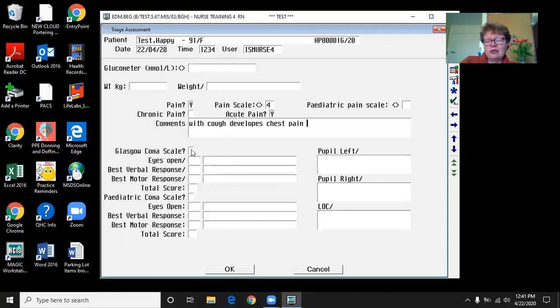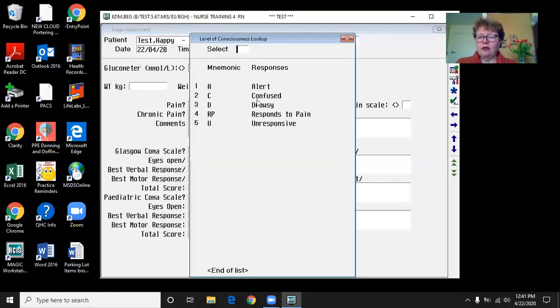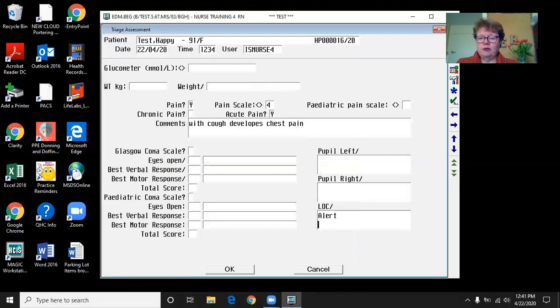The GCS, Glasgow Coma Scale, is here. If you feel you need to, you would utilize that. So definitely a head injury or trauma, altered LOC, pupils as well measured for any of those conditions, visual disturbances, etc. So LOC here is listed as: alert, confused, drowsy, response to pain or unresponsive. Our patient is alert.